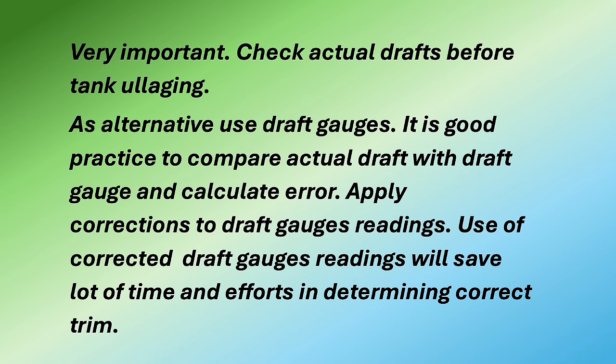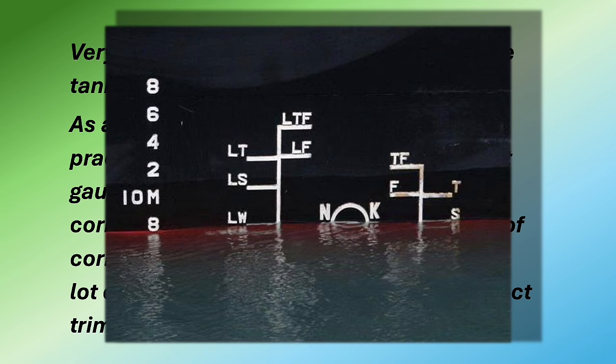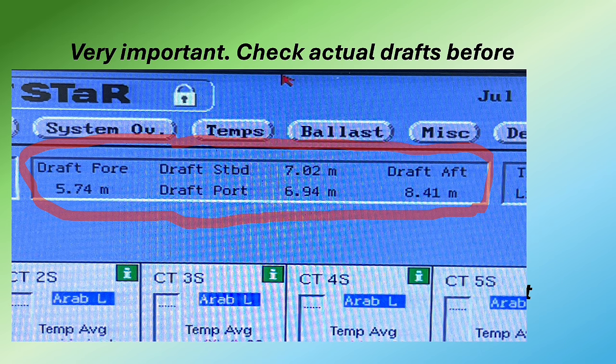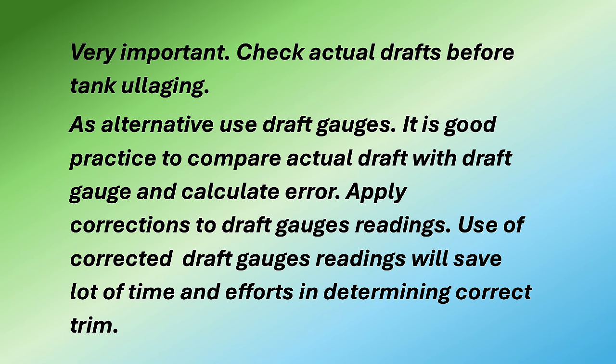Very important: check actual drafts before tank ullaging. As an alternative, use draft gauges. It is good practice to compare actual draft with draft gauge and calculate the error. Apply corrections to draft gauge readings. Use of corrected draft gauge readings will save a lot of time and effort in determining the correct trim.